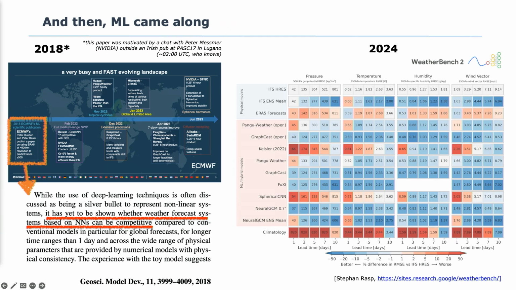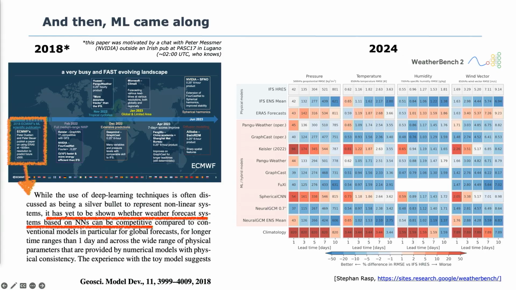A few years later, we see this. This is an evaluation run by Google. It's called WeatherBench 2. And it's a so-called scorecard. It shows you for different parameters like lead time, so forecast days 1 to 10, of different prediction systems in the rows, and the red ones are machine learning systems.